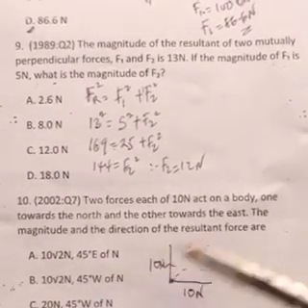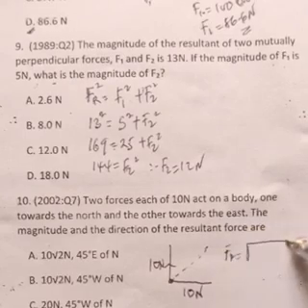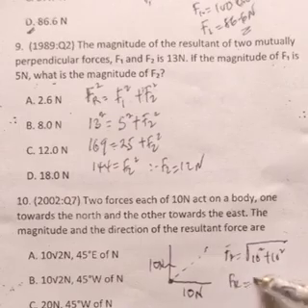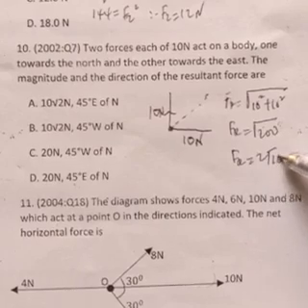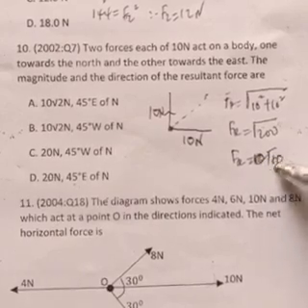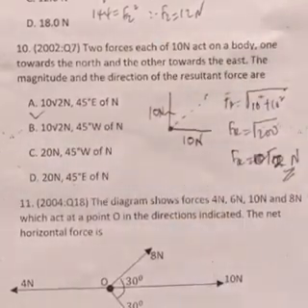So let's just look for the magnitude. If you have two forces and they're both 10, the resultant is the square root of 10 squared plus 10 squared, which is root 200 in short form. If you simplify, that's 2 root 10. Sorry, it's 10 root 2 rather. That's option A. So the answer is option A.